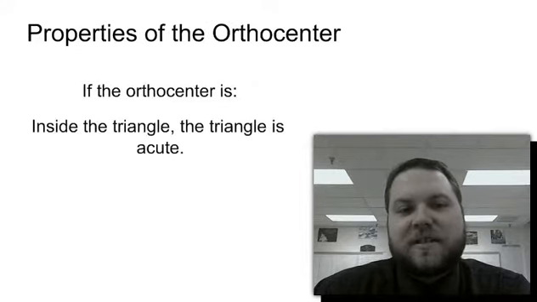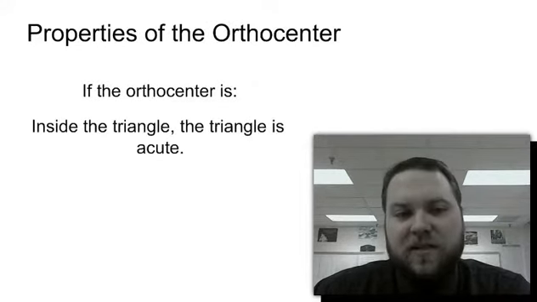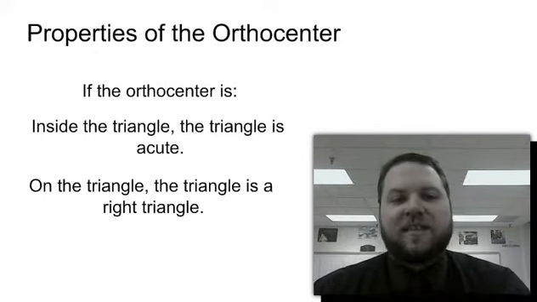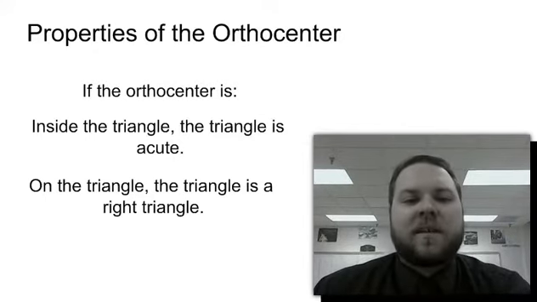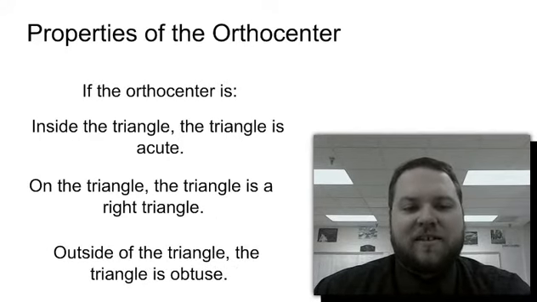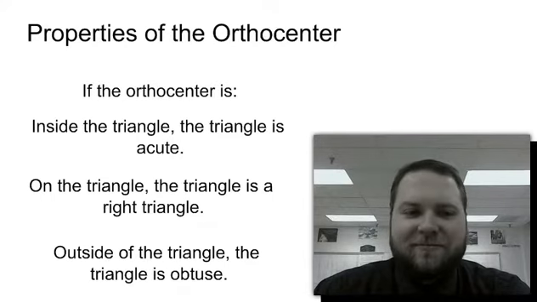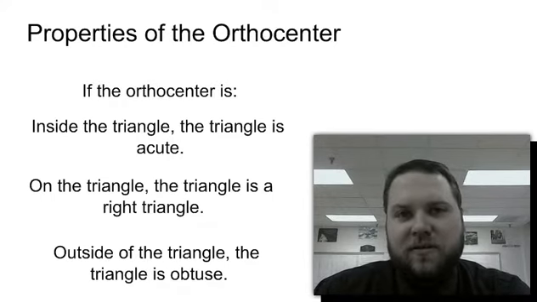If the orthocenter is inside the triangle, it's going to be acute. If it's on the triangle, it's going to be a right triangle. And in fact, if it is on the triangle, it will be at the vertex of the right angle. And then finally, if it's outside of the triangle, it's going to be obtuse. This may sound familiar. This is actually the same set of rules that the circumcenter follows. So again, the orthocenter is where the altitudes of the triangle meet, and it basically will tell us whether or not the triangle is acute, right, or obtuse based on where it is.